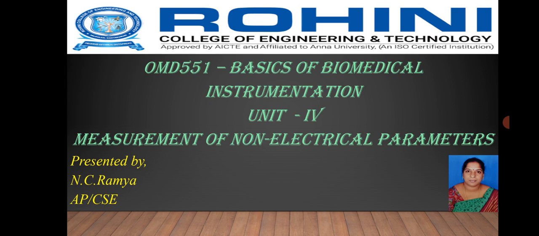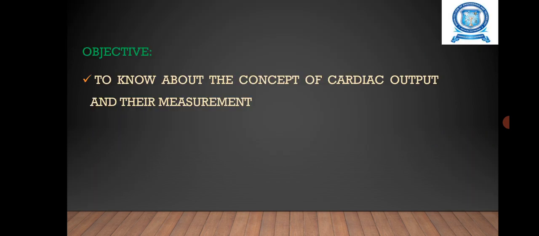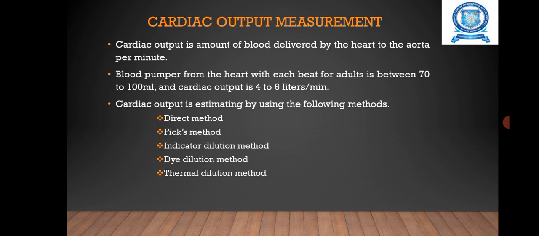Subject code OMD 551, Unit 4, Topic: Cardiac Output Measurement. Objective: to know about the concept of cardiac output and its measurement. Cardiac output is the amount of blood delivered by the heart to the aorta per minute. It is also a major determinant of oxygen delivered to the tissues.